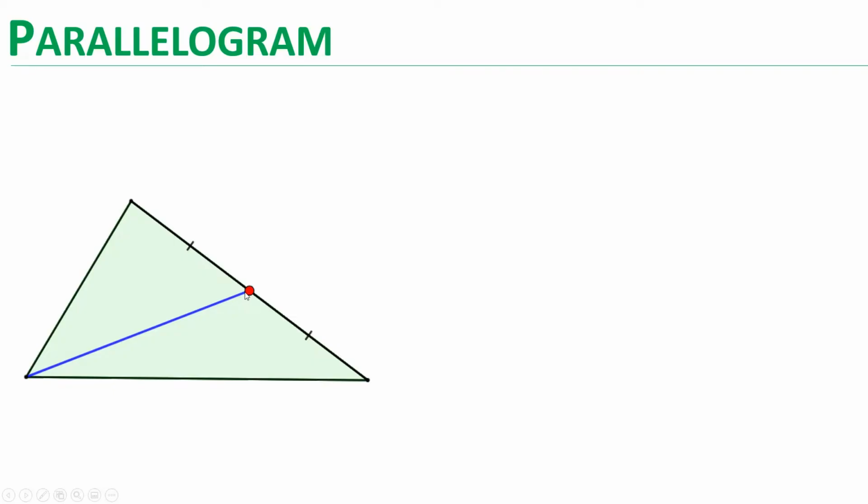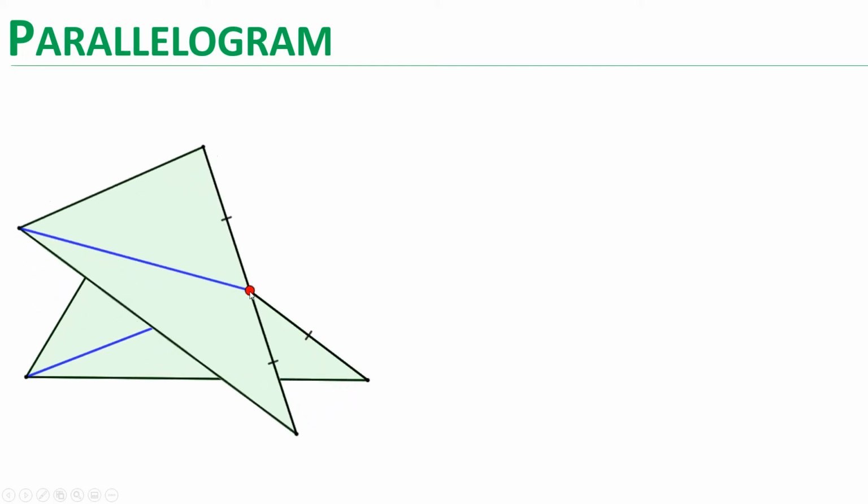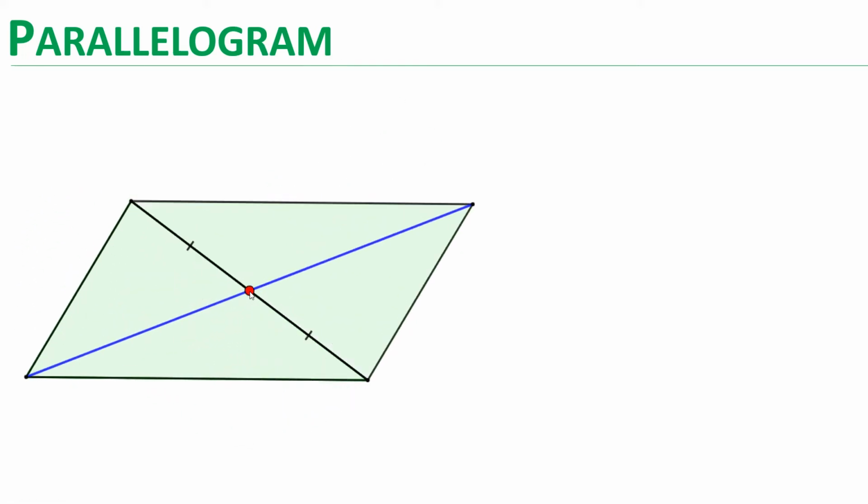So let's start with any random triangle, and we draw the median. So we go from one vertex to the midpoint of the opposite side. Now we're going to do something special. We rotate this triangle around this point by half a turn. And the result is now a 4-sided polygon. Now what can we say about this polygon?